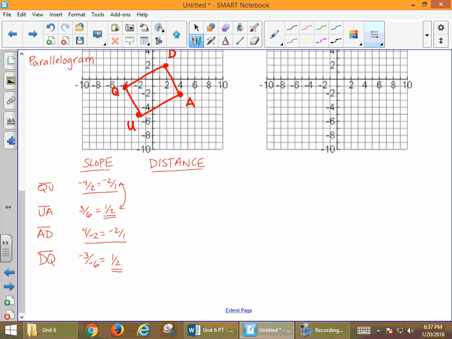And if their slopes are opposite reciprocals, then I know that those two things are perpendicular. And -2/1 and +1/2 are absolutely that. They are opposite reciprocals. So that means I have a 90-degree angle in each one of these because of the pairs of opposite reciprocals, which means that, yes, this is a parallelogram, but it's also a rectangle.